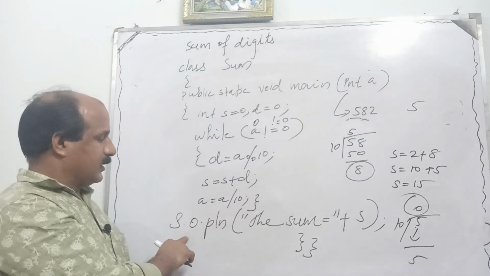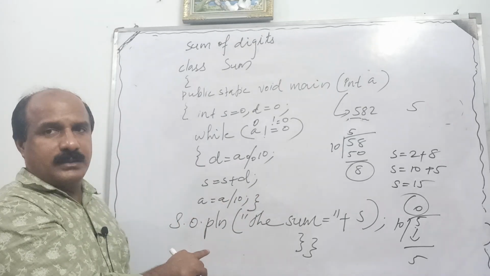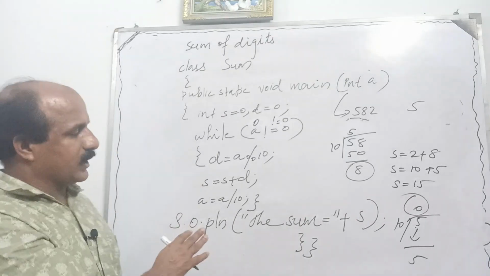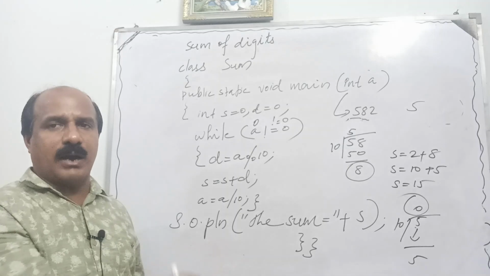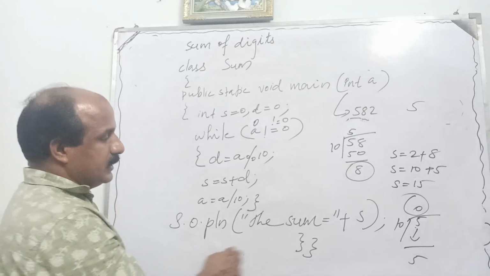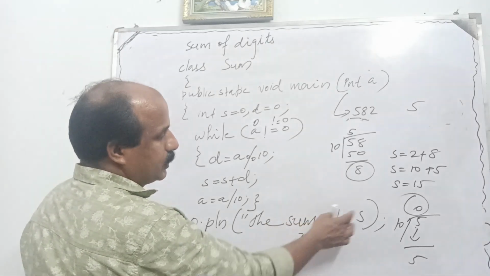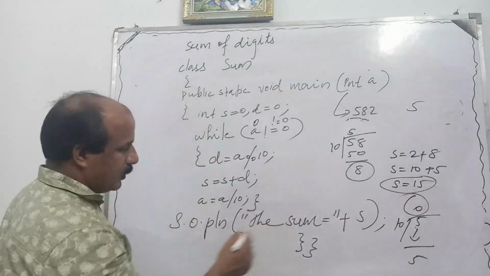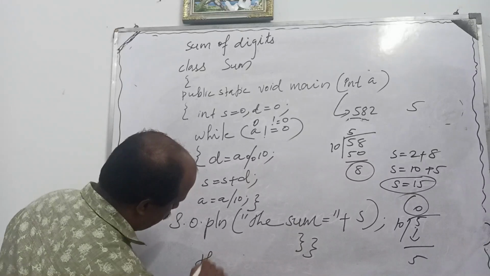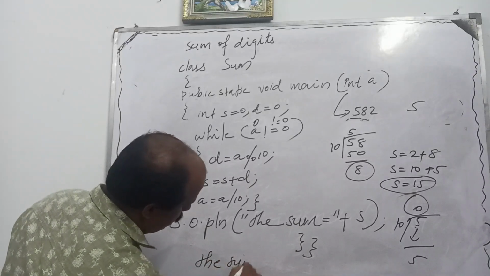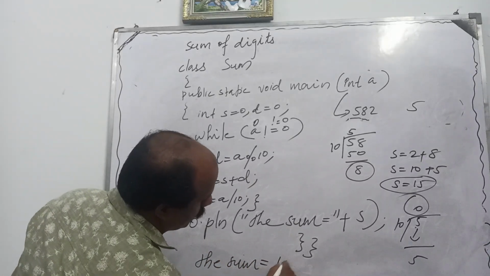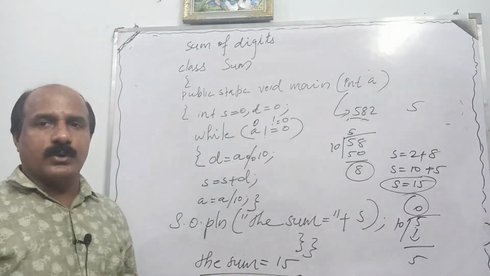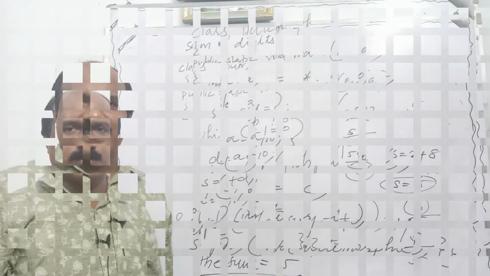System.out.println. Don't write SOPLN in your copy; I am writing SOPLN only here. At present you are allowed to write only System.out.println, then the message "The sum is equal to" and S. In S what is there? 15. So the message will be "The sum is equal to 15." This will be your answer. So I hope this program is clear for you.